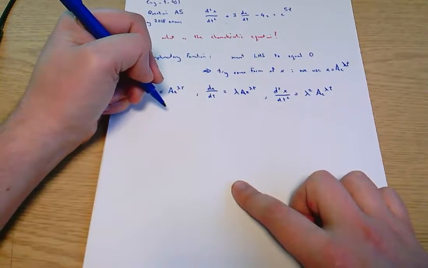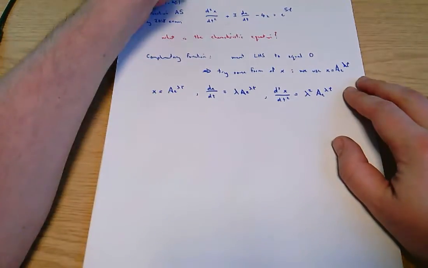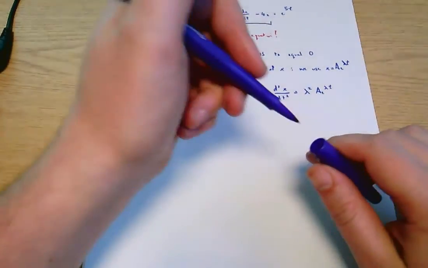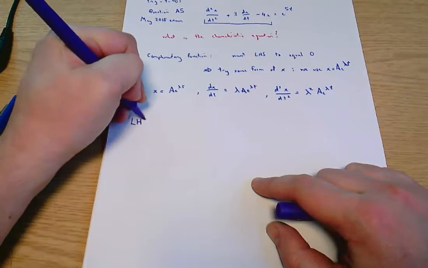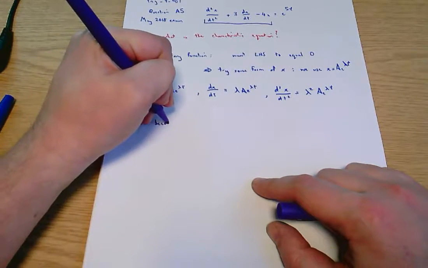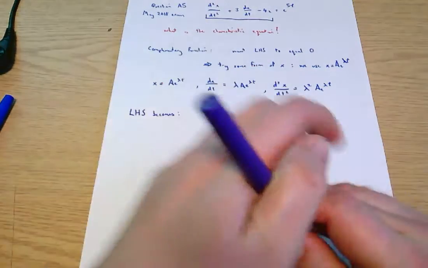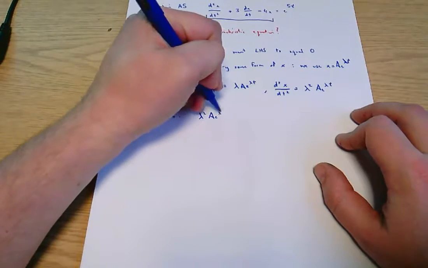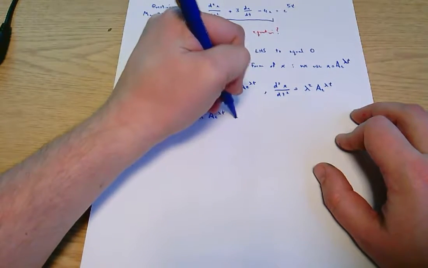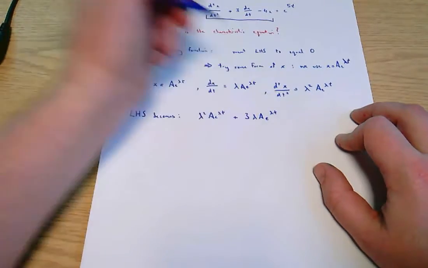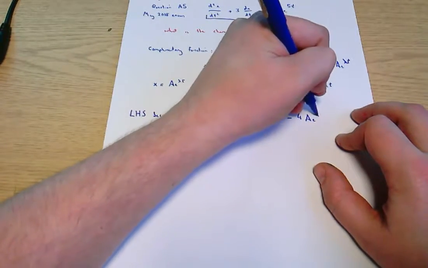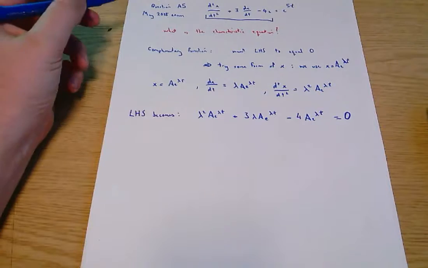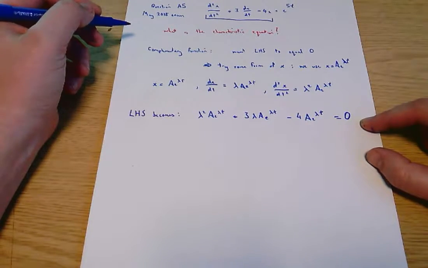Then we want to say, okay, the left-hand side of the equation here, I'll put a purple bracket around it, the left-hand side becomes lambda squared a e to the lambda t plus 3 lambda a e to the lambda t minus 4 a e to the lambda t equals 0. And that's always what we're going to do when we're looking for the complementary function. We want the left hand side to equal 0.